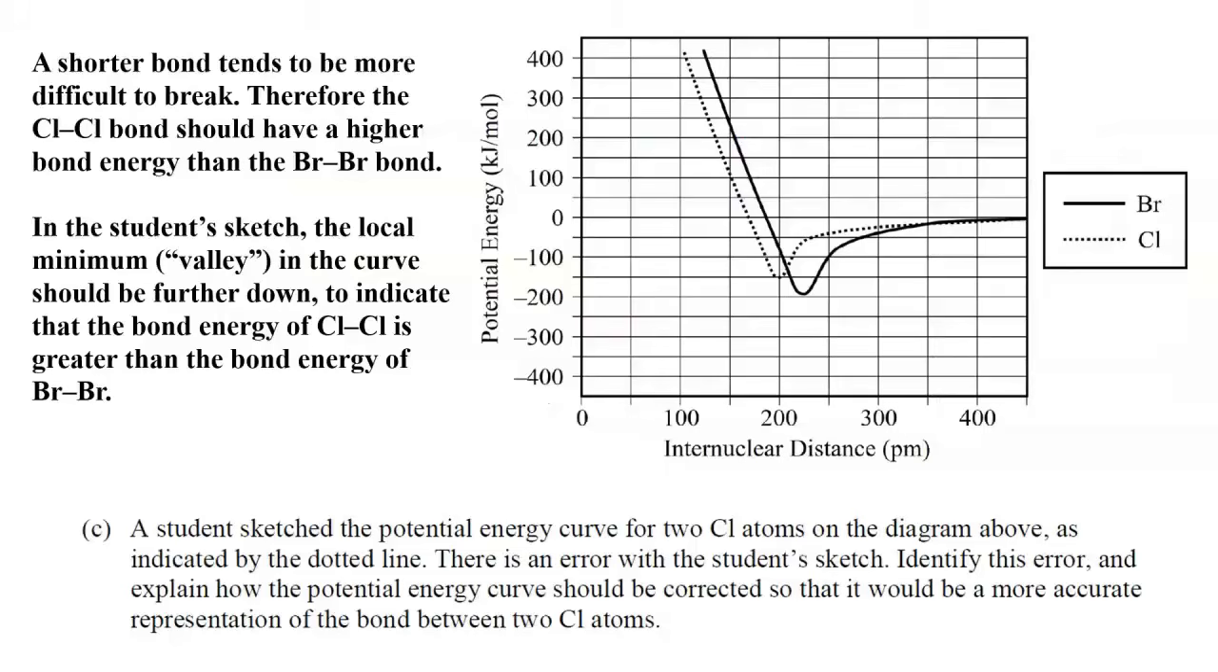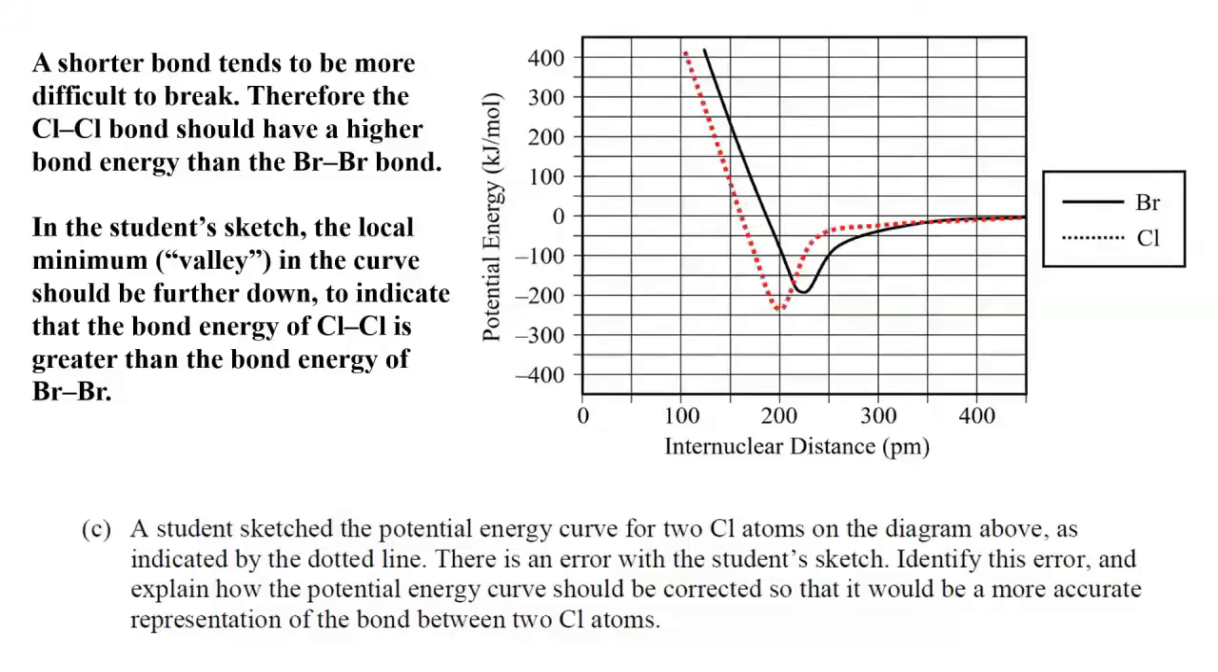If a shorter bond tends to be more difficult to break, then the chlorine-chlorine bond, which is shorter than the bromine-bromine bond, should have a higher bond energy. So in the student's sketch, that local minimum in potential energy should be further down to indicate that the bond energy of Cl-Cl is greater than the bond energy of Br-Br. So if I were to redraw that curve, it would look something like this, showing that it's a shorter bond but has a higher bond energy.